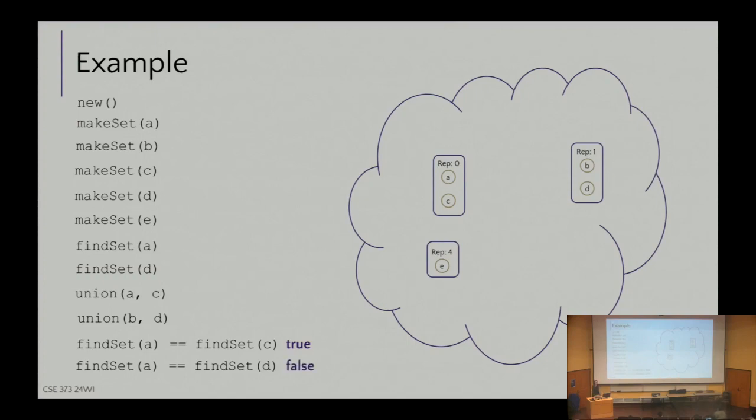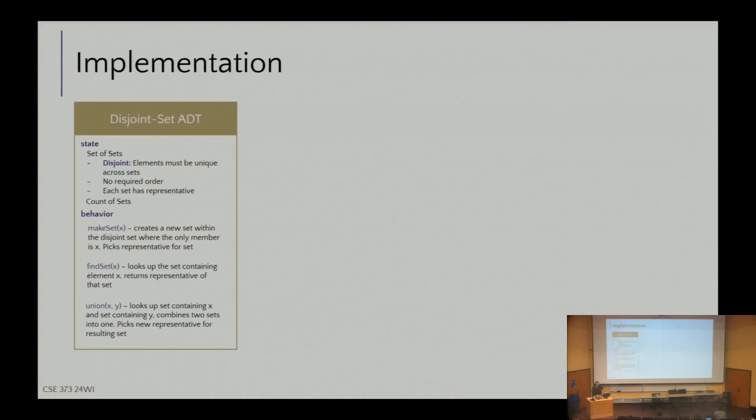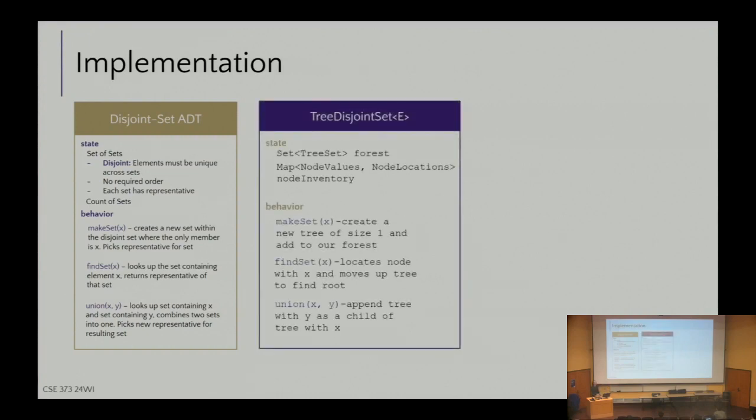False. So let's talk now about how you actually make that ADT happen. So that's the ADT. There's a lot of different ways to implement disjoint sets. We're going to start today talking about the tree disjoint set. The way that we are going to implement this is initially we need a set of tree sets. And we're going to call it the forest, because computer scientists love those kind of corny puns. So the forest is the set of sets. That's like our primary field here.